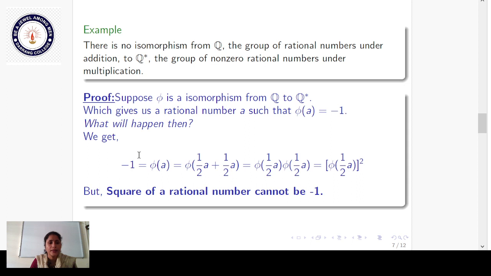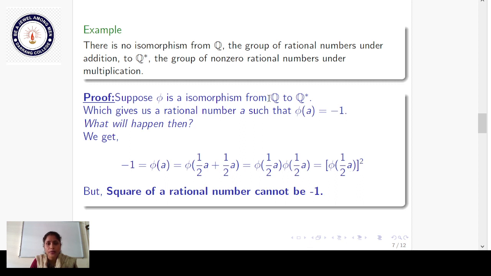So what will happen then? We get -1 equals phi of a. Now we can write this rational number a as a/2 plus a/2. Since phi is an isomorphism, it is a homomorphism, so this addition will be converted into the group operation of the second group, which is multiplication. So phi of (a/2 plus a/2) will break into the product phi(a/2) times phi(a/2), and this will give phi(a/2) whole squared.